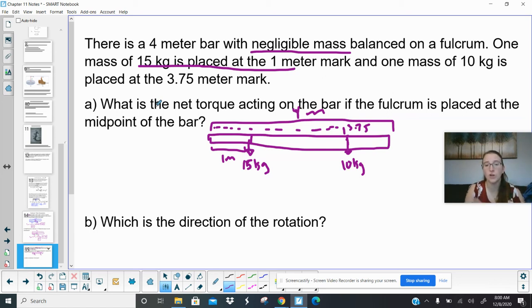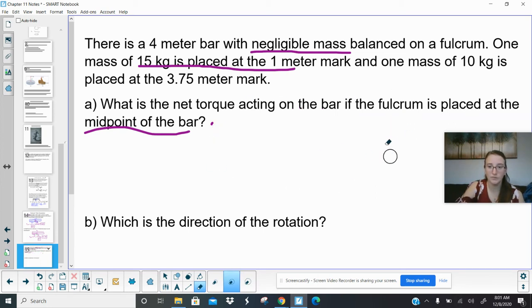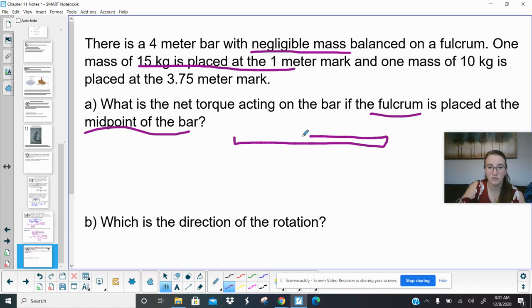However, what's important to note really is the distance from the fulcrum point. So our fulcrum is placed at the midpoint of the bar. So I'm going to redraw this picture, focusing on, now that I know that this is 1 meter in and 3.75 meters in, now I'm focusing on the distances from the midpoint. So let's try this again. Focusing on the distance from the fulcrum, which is at the midpoint. So let's draw this. I'm going to put my fulcrum on here, which is at 2 meters in.